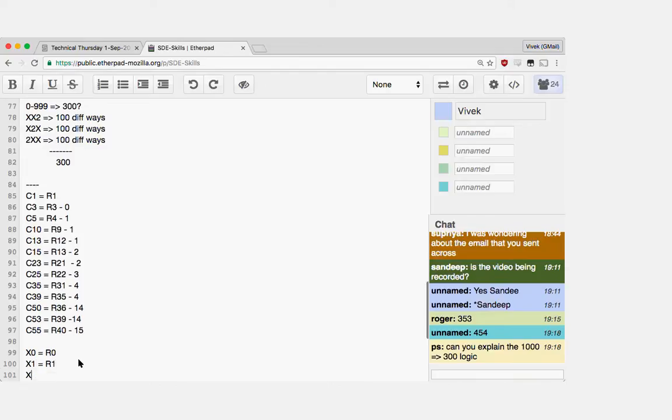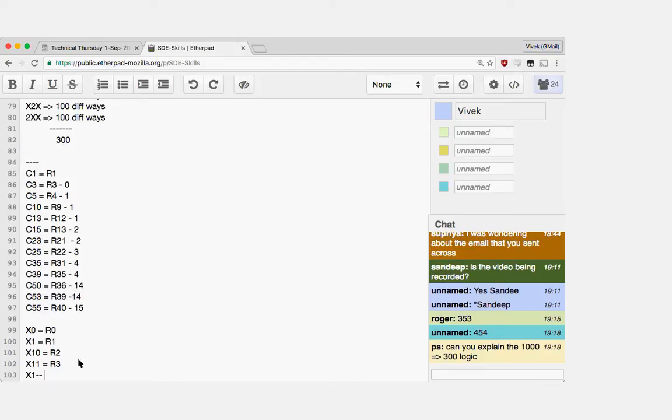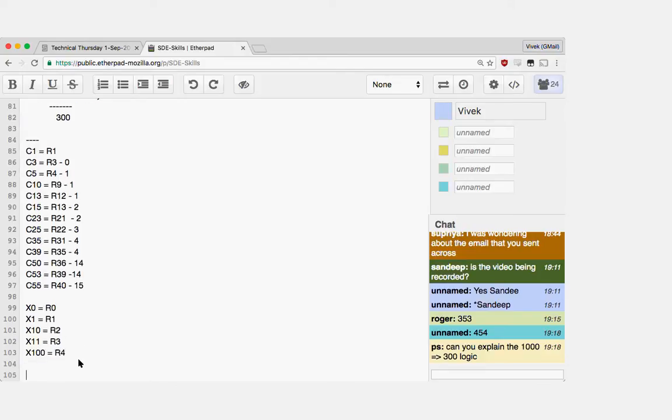Okay. X2 is not possible. What's the next thing after X1? X10, which is R2. What is the next floor? X11, R3. Does it look familiar? Yeah, it looks like binary. Base 2. Why is it binary? It just has 2 digits.